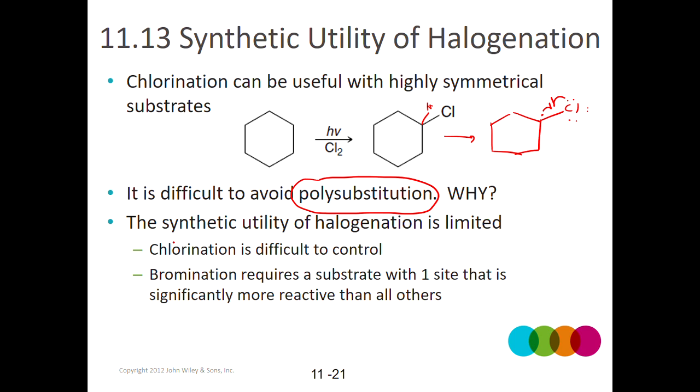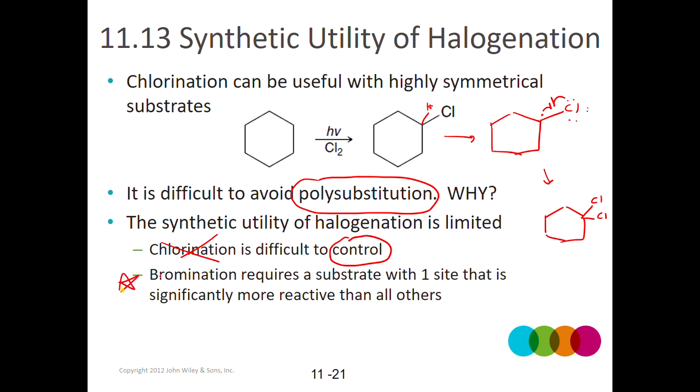So the synthetic utility of chlorine is limited. We can't really do chlorination well. It's difficult to control and prevent multiple chlorines from being added. It's difficult to control which carbon the chlorine adds to. So in a scenario like this where all the carbons are equivalent, it doesn't really matter which one it adds to. We get the same product either way. But once it adds, we can't prevent another chlorine from coming on there and ending up with di or tri or multiple substitutions around the structure.